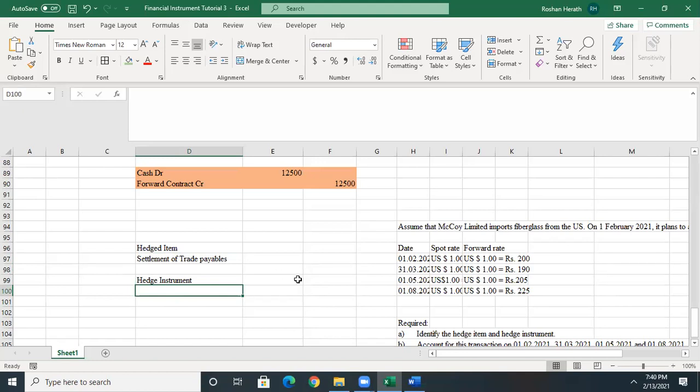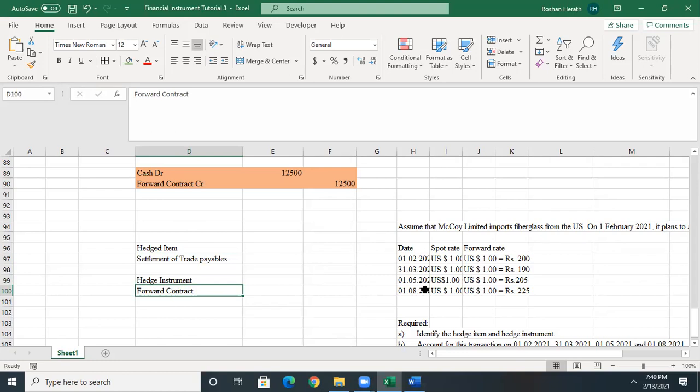Then the hedge instrument, so with what you are going to mitigate this particular risk. You're trying to mitigate this risk using a forward contract. So it is the hedge instrument. It is basically the strategy that you use to mitigate the risk. So what creates risk? Hedged item. What mitigates risk? Hedge instrument. That's it.